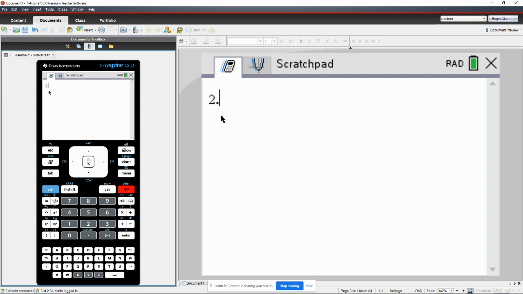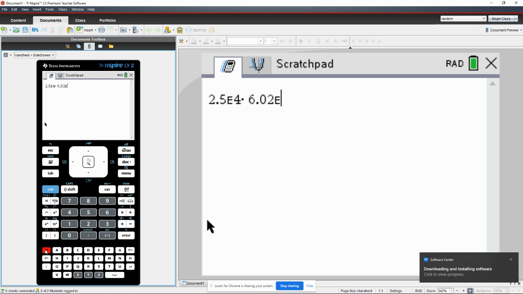Okay, so the double E button is times 10. So once again, when you enter it in, it's 2.5. When you see the times 10, you're going to hit the double E button, and then you write what your exponent is. So 2.5 times 10 to the fourth. We're going to multiply that number by 6.02 times 10, so that's the double E button, times 10 to the 23rd, and then this is our answer.